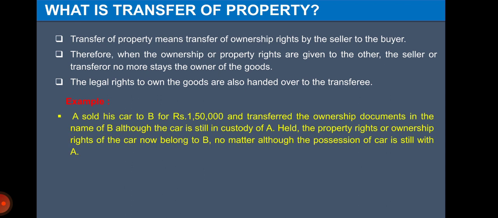So we can take the example as A sold his car to B for rupees 1,50,000 and transferred the ownership documents in the name of B. Although the car is lying in the custody of A, the property rights or the ownership rights of the car now belong to B. So possession may be with the seller or with the buyer, but the ownership has been transferred from A to B.